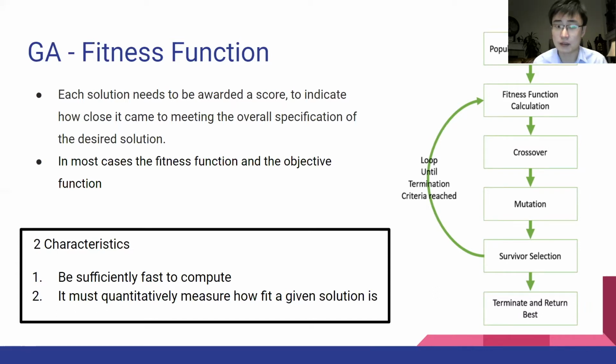There are two key things. You have to make sure the fitness function is efficient. It will be really fast to compute. If the function is really slow, it will slow down the GA. In addition, it must quantitatively measure how fit a given solution is. If you get a fitness value that cannot describe how fit the solution is, you know this fitness function is not correct. It's not good.